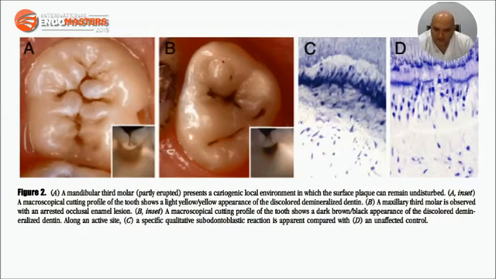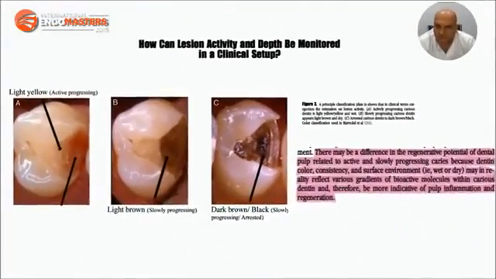On the other hand, an arrested occlusion enamel lesion would demonstrate a clinical profile with a dark appearance with minimal, if any, subodontoblastic reaction near the arrested carious lesions. According to this article, there may be a difference in the regenerative potential of dental pulp relative to active and slowly progressing caries. The darker and more dry the carious lesion, the more active the regenerative potential of the underlying pulp tissue.